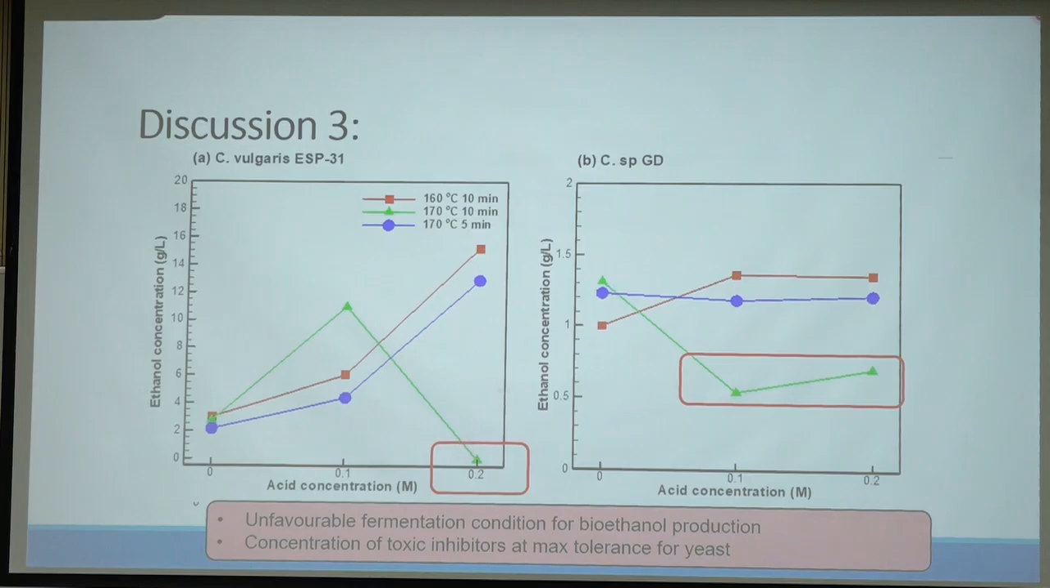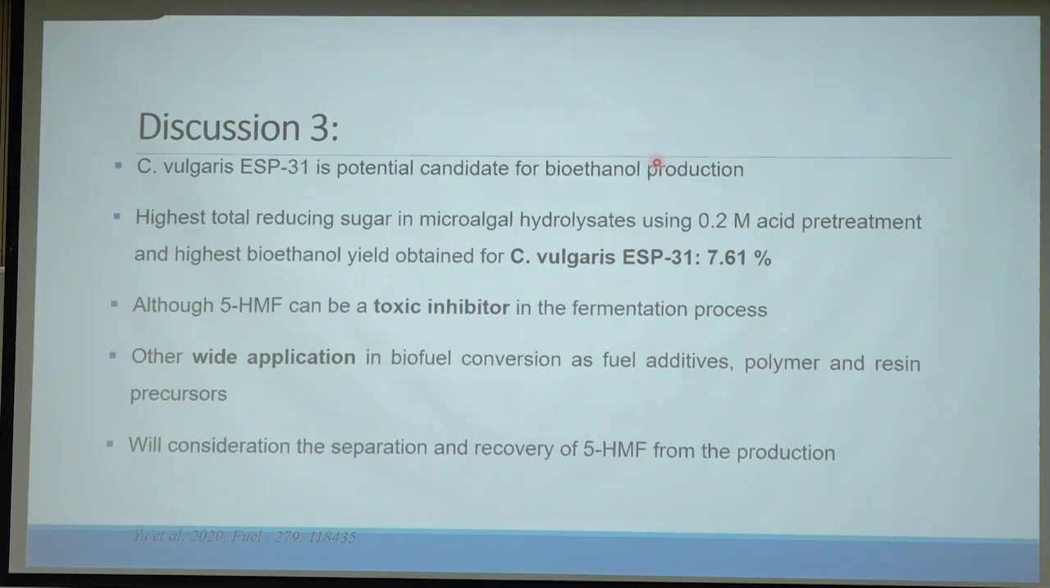So that's why the ethanol concentration at these two points is lower. So the highest value is not necessarily the optimal value. We need to see what the optimal value is for the product that you want to obtain. That's the thing. So this is the discussion. The ESP is a potential candidate for bioethanol. The bioethanol obtained is 7%. 7% is a very good amount considering this is a byproduct that we want to obtain from it.